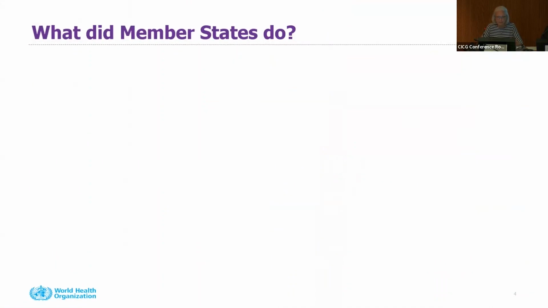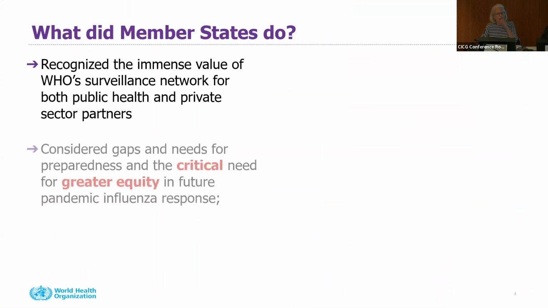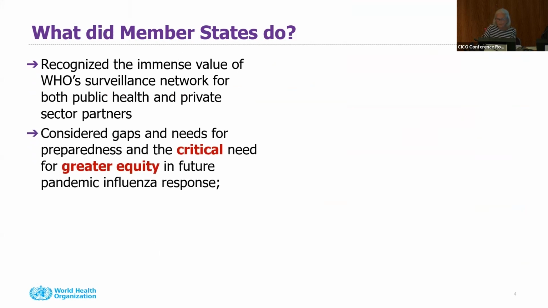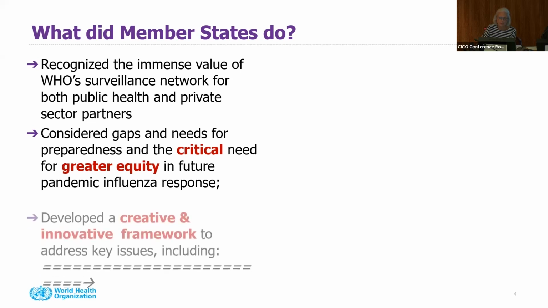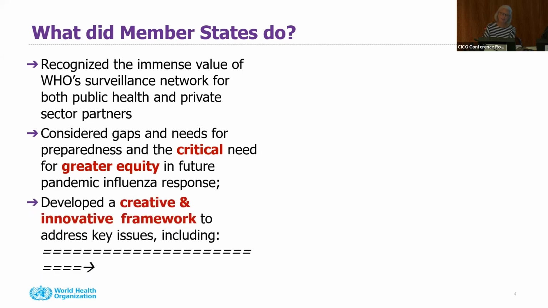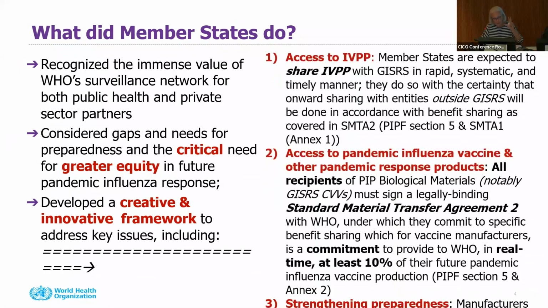So what did member states do? Well, they got together. They recognized the priceless value of WHO's surveillance network for both public health and private sectors. They considered some of the gaps in needs for preparedness, but also the critical need for greater equity in a future pandemic response. And so they set about negotiating and really developed a creative and innovative framework to address many of the key issues that had been raised, including 3 in particular.